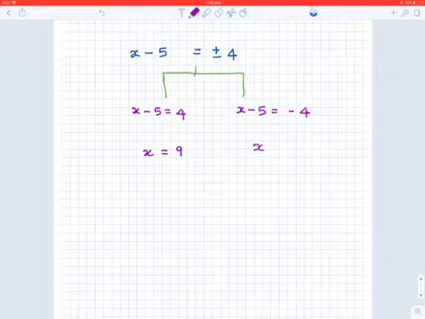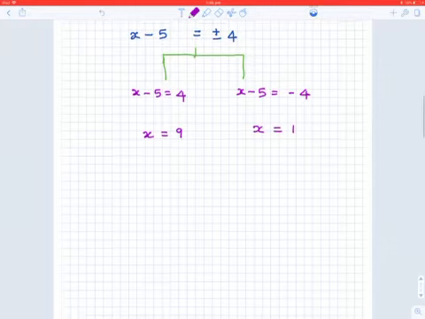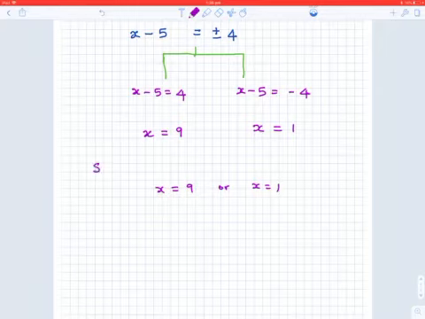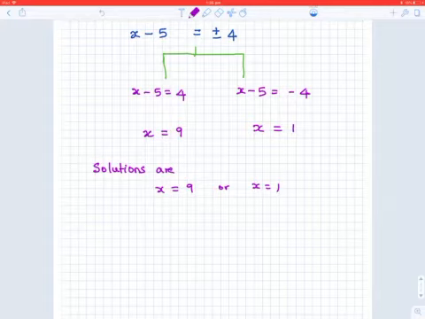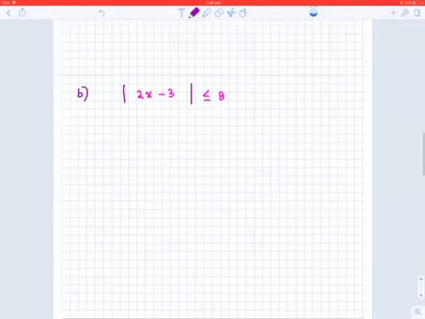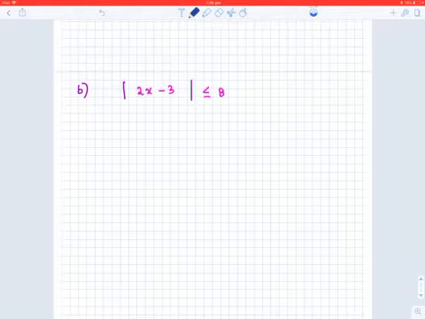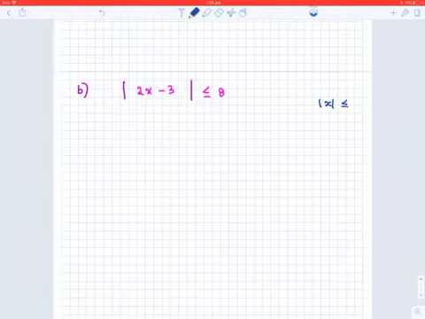Now we solve both equations. Solving x minus 5 equal to 4 gives x equal to 9, and the other equation gives x equal to 1. So there are two answers: x equal to 9 or x equal to 1. Those are the solutions. Okay, now we'll go to the second question.